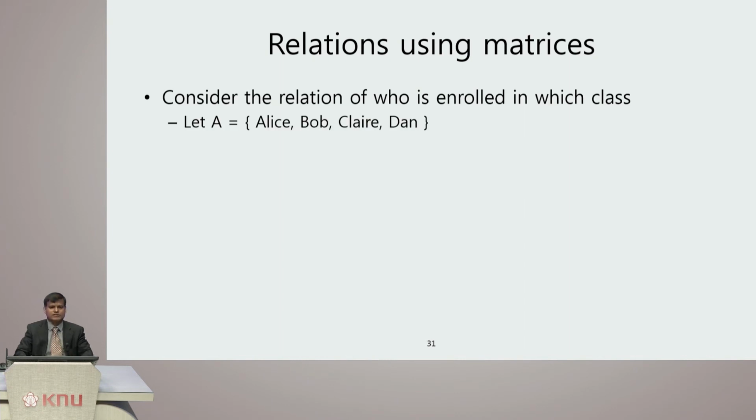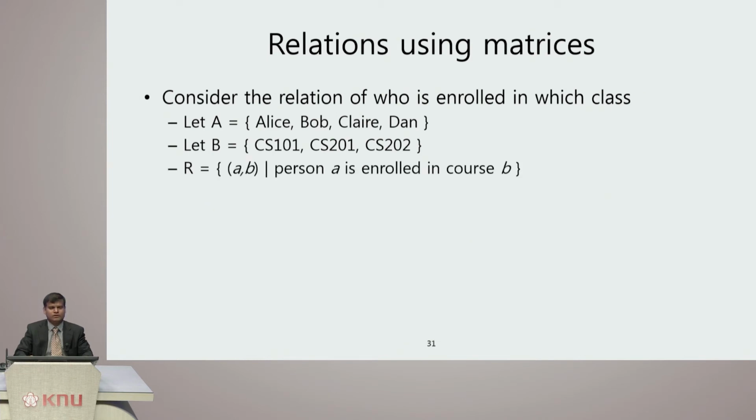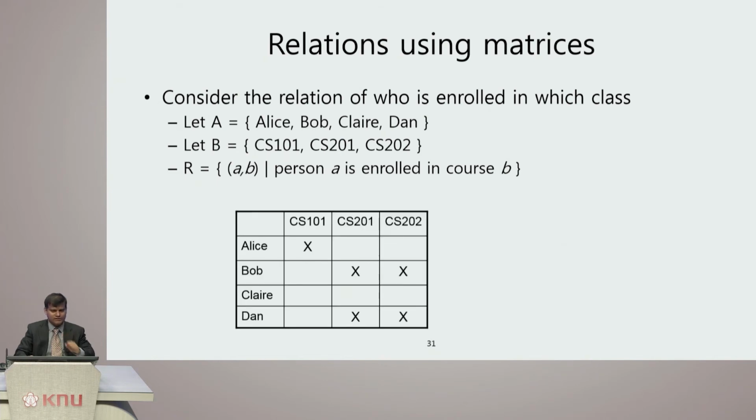Using this relation, let's consider who enrolled in this class. Alice, Bob, Claire and Dan are the part of set A, and set B is CS 101, 201, 202. So in the relation, a person is enrolled in a class. If he is enrolled, then we have a relation. Based on that, let's establish this matrix. We have a table here, and based on this table, you put up this matrix. So this matrix gives the relationship between the two sets that we have, and 1 represents that there is a relation.